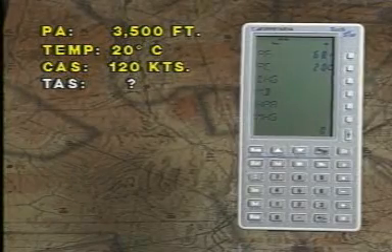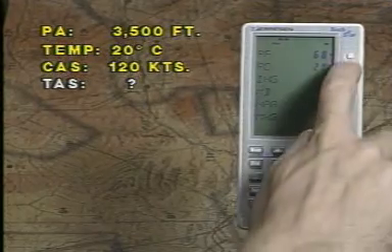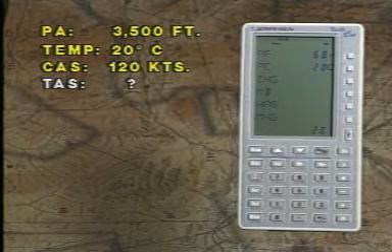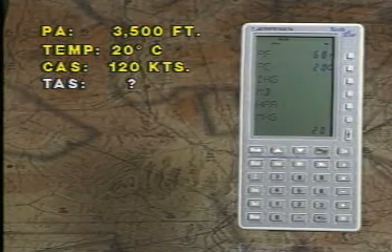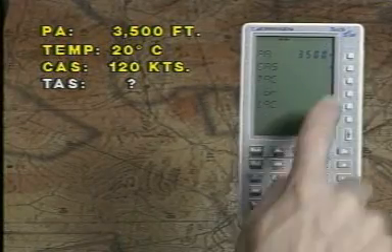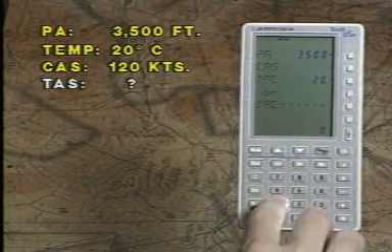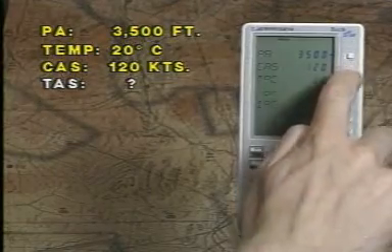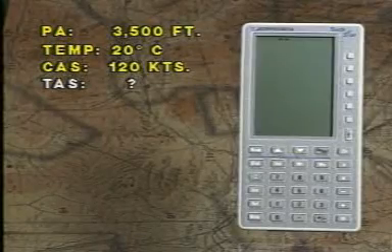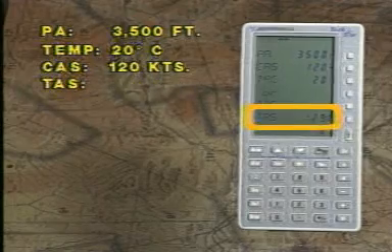In order to transfer this to the original problem, you must press the recall key, then the degrees Celsius parameter line key. This moves the converted temperature down to the scratch pad. Now you can move this value to the original problem by pressing the mode key and the temperature parameter line key. The calibrated airspeed is the last item to enter in this mode. Now press the compute key. In this case, true airspeed is 129 knots.